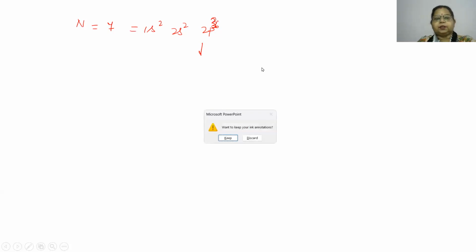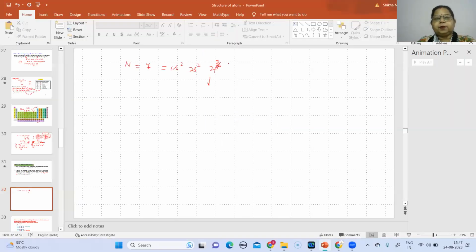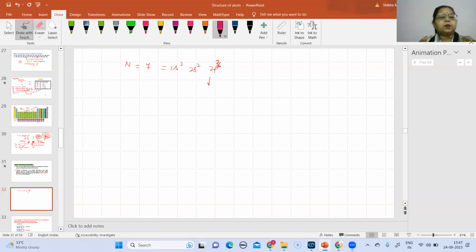If we take the example of nitrogen, atomic number being 7, the configuration will be 1s2, 2s2, 2p3. We'll focus only on the 2p orbitals, right? Now I will be drawing and you will be telling me which one is correct and which is incorrect, with the reasons, right?